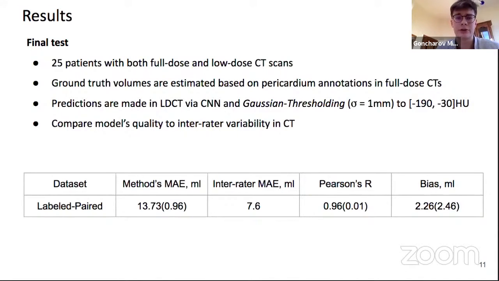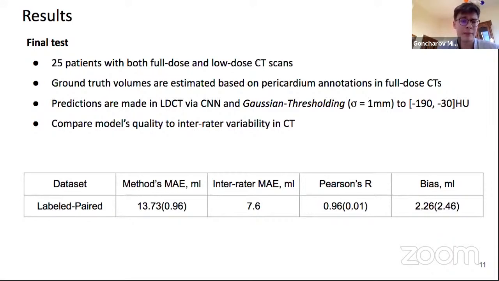We asked radiologists to annotate pericardiums in full dose CTs. And then we calculated the ground truth volumes in these full dose CT images based on these pericardium annotations and using the median thresholding as a gold standard in full dose CT images. And then we apply our pipeline in low dose CT images to predict the epicardial fat volumes. And then we report the mean absolute errors between the predicted and ground truth volumes, as well as correlation coefficient between them and bias in milliliters.